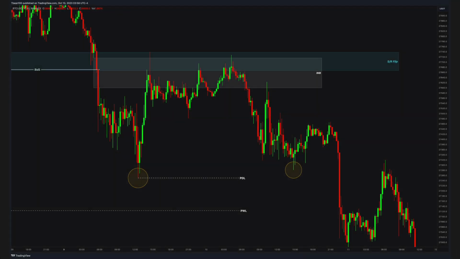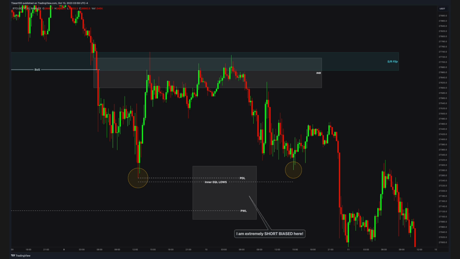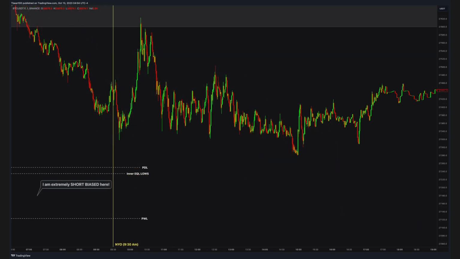Let's talk about another trade. Remember, we keep going down, still riding the high time frame structure down. Later on, I noticed another set of equal lows here. One sign after another keeps popping up to go short. My short bias became more and more powerful. Let's see what happened at the New York opening here.